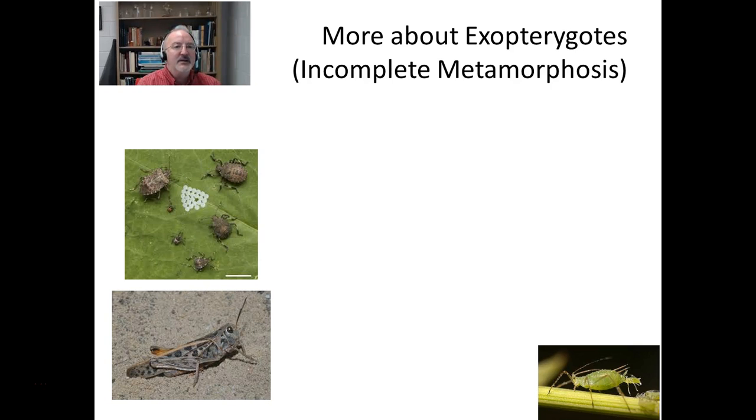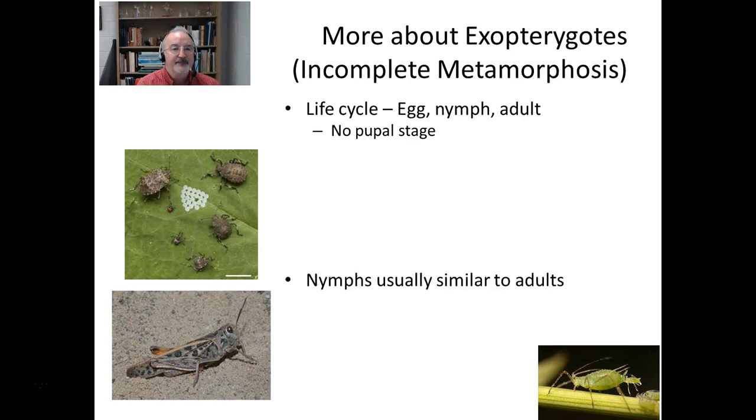We ended up last time talking about exopterygotes and endopterygotes, and we want to talk about them a bit more. Exopterygotes have incomplete metamorphosis, which means their life cycle consists of eggs, several nymphal stages, and the adult. There is no pupal stage.